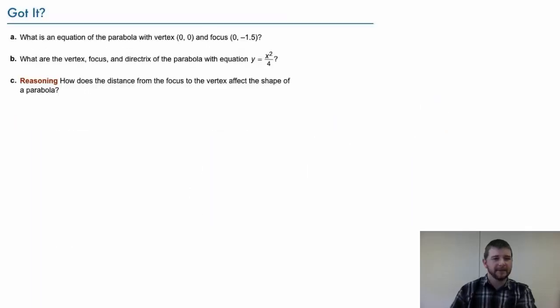And a chance to show that you have got it. Part A. What is an equation of the parabola with vertex (0, 0) and focus (0, negative 1.5)? Part B. What are the vertex, focus, and directrix of the parabola with the equation y equals x squared over 4? And part C, a reasoning question. How does the distance from the focus to the vertex affect the shape of a parabola?